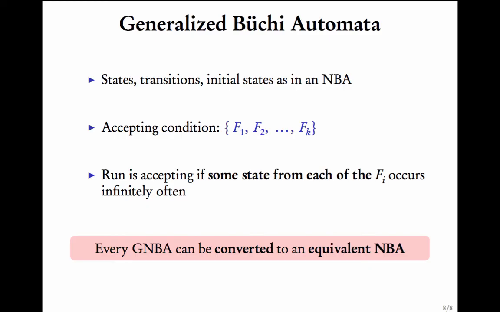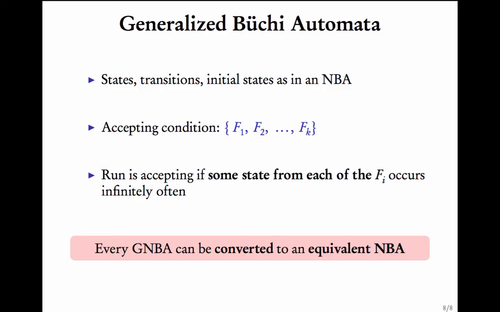There is something called Generalized Büchi Automata. It has the same syntax, states, transitions, initial states as in an NBA. The only modification is in the accepting condition. Instead of specifying some states as accepting, you give a set of sets of states. F1 consists of some set of states, F2 consists of some set of states, similarly Fk consists of some set of states. A run on a word is accepting if some state from each of these Fi's occurs infinitely often. We saw two examples.